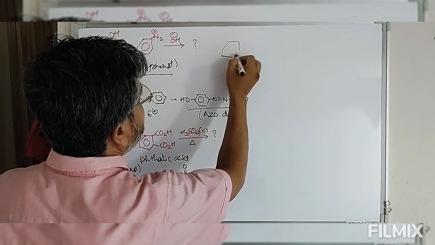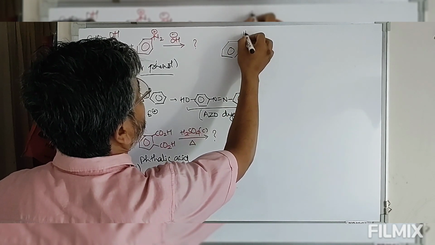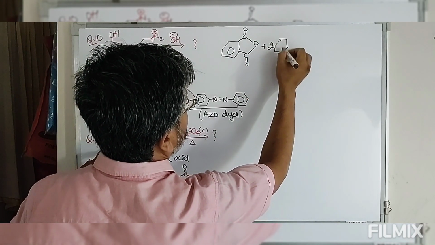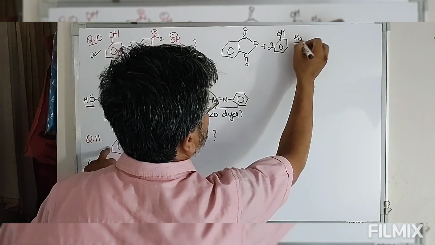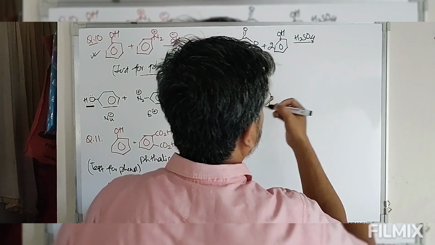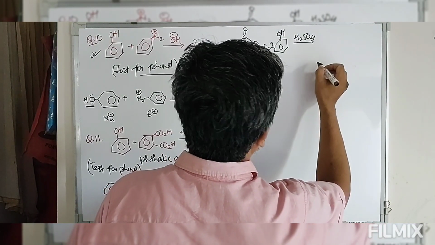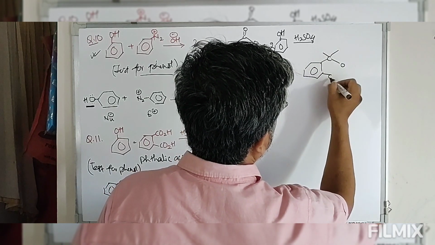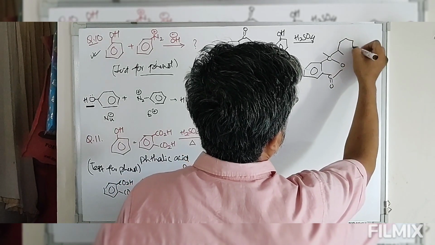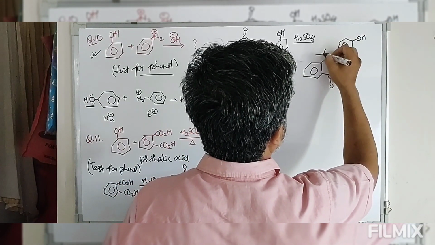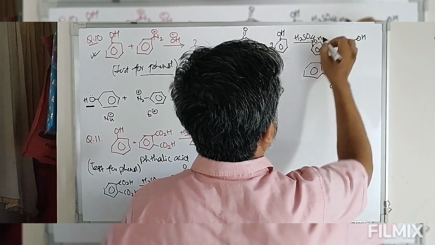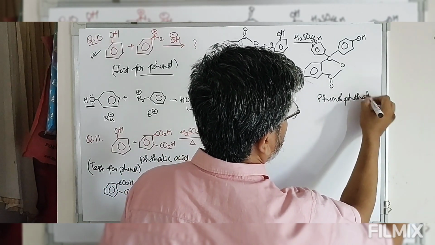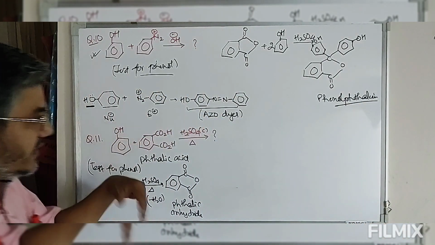So this phthalic anhydride reacts with 2 moles of phenol, again in presence of sulfuric acid, and this gives you a compound that is known as phenolphthalein. This is phenolphthalein. So this is known as phthalein test.